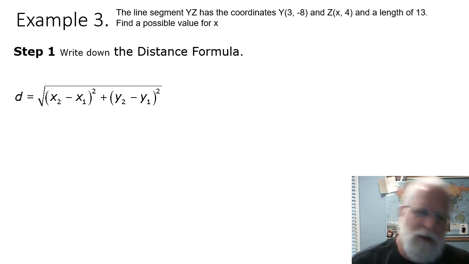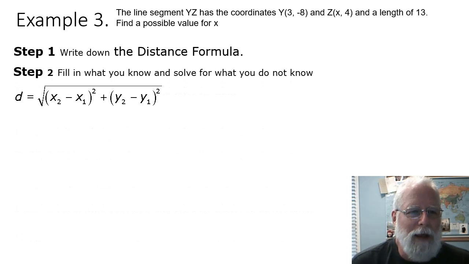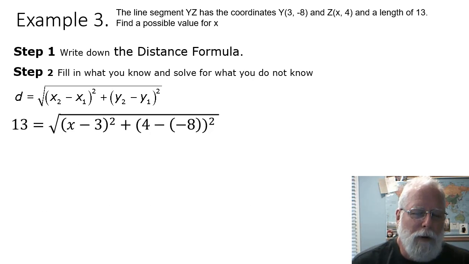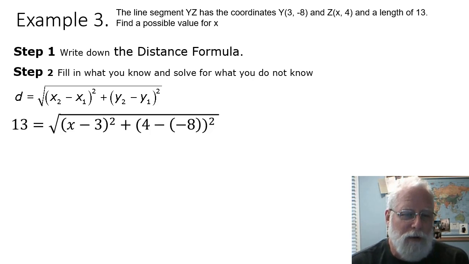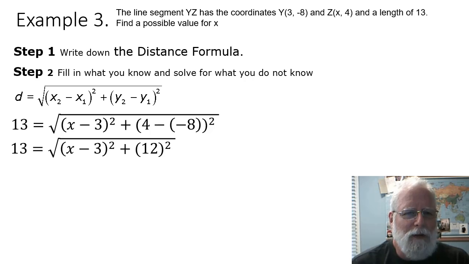In this case, I know the distance, so I plug that in. I know the part of the x's: one of them is an x and the other one is 4, and then I know the y's: one is 4 and the other one is negative 8. I plug in what I know into the formula, and you'll notice I only have one thing I don't know. So now all I'm going to do is simplify. In this case, 4 minus a negative 8 is 12, and then I can square that. That's going to be 144.